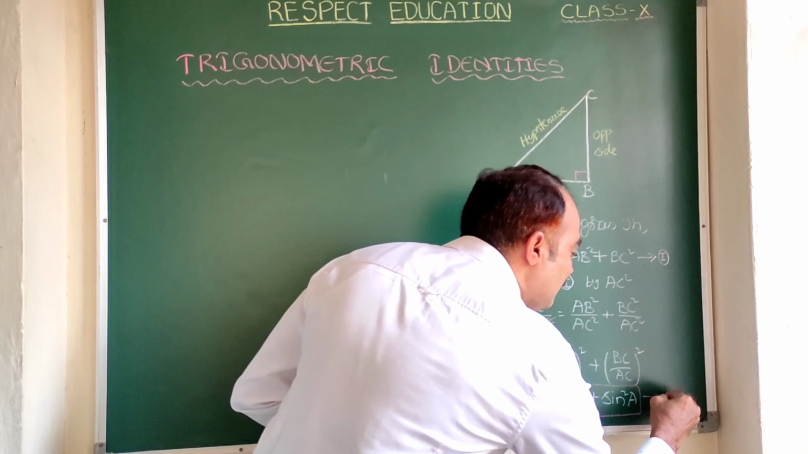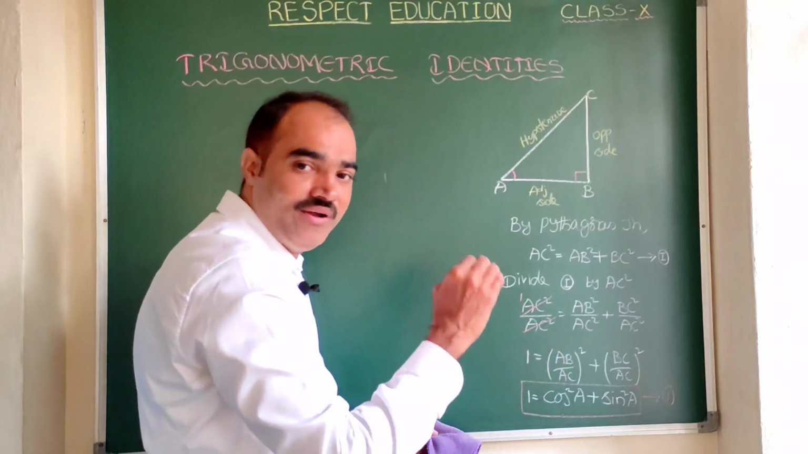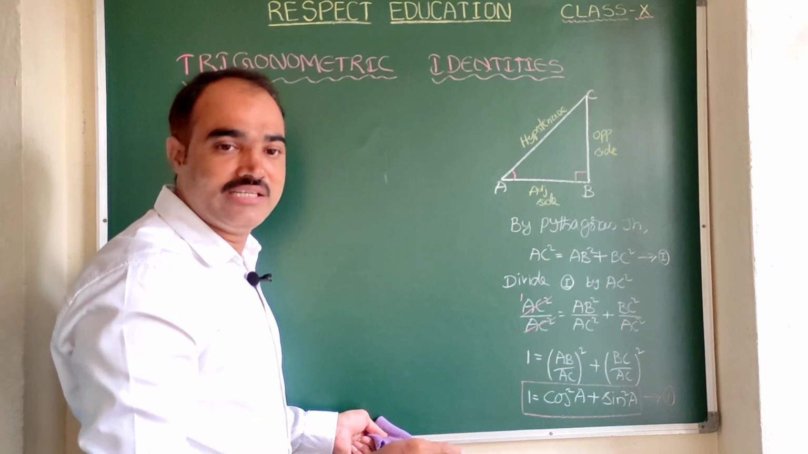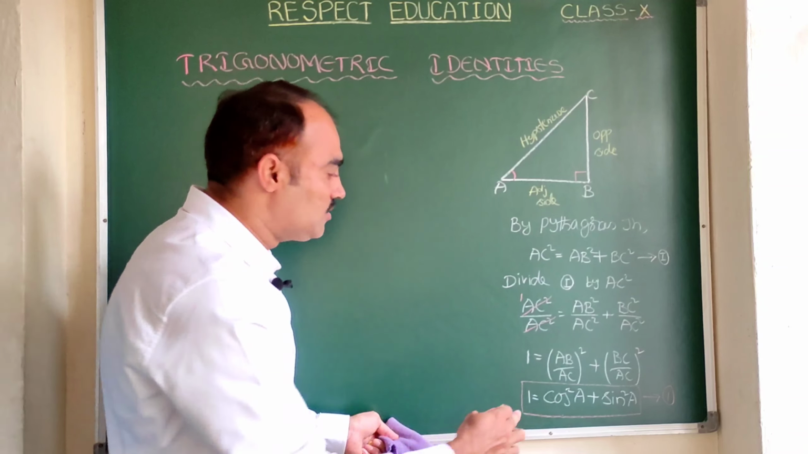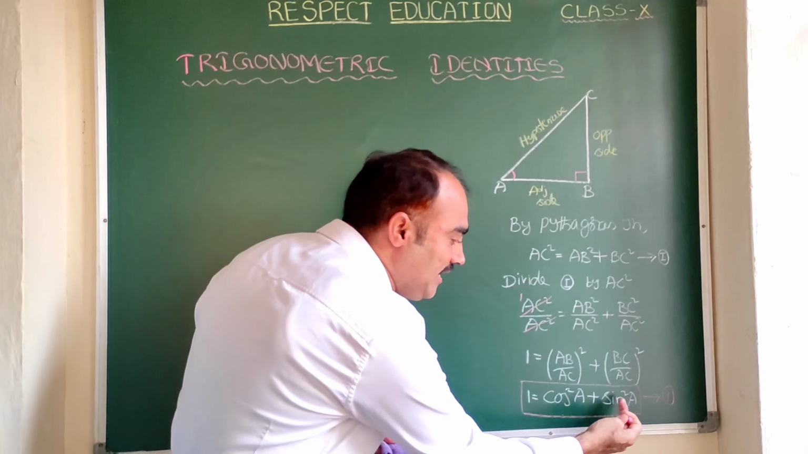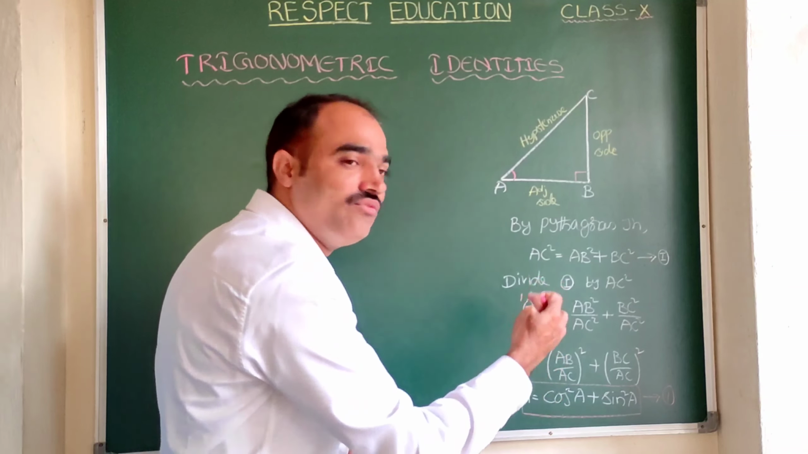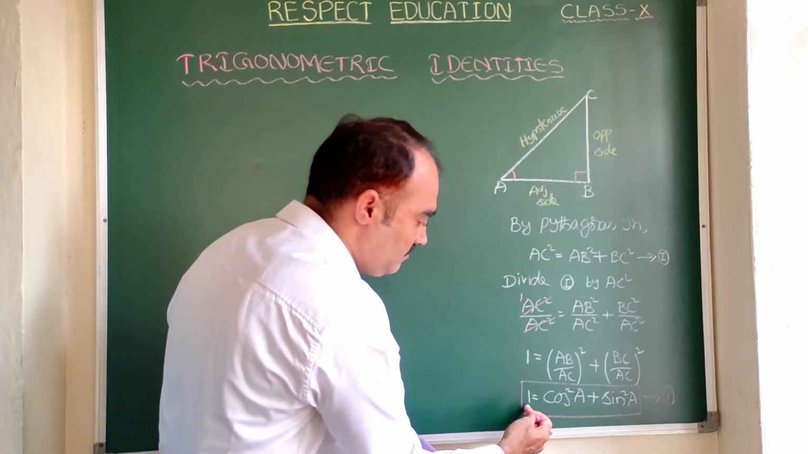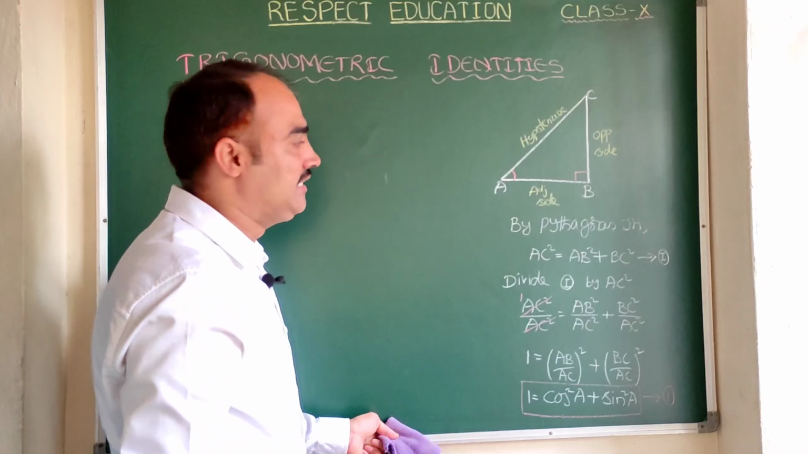Name it as equation number 1. And in fact, this is one of the trigonometric identities. As I told you, there are 3 identities. So the first one we got can be read as sin square A plus cos square A is equal to 1. Say once again: sin square A plus cos square A is equal to 1. This is the first identity.